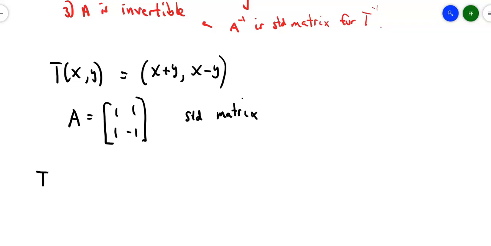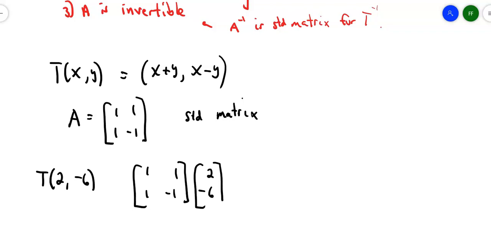Suppose I want to find the transformation on the vector 2, negative 6. Then I would take 1, 1, 1, negative 1, and multiply it by 2, negative 6. What do I get? 2 minus 6 is negative 4. 2 plus 6 is 8. So there's my answer, negative 4, 8.